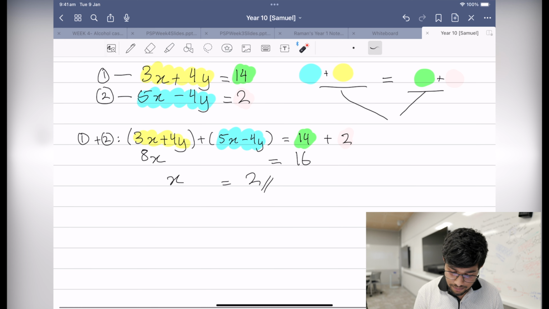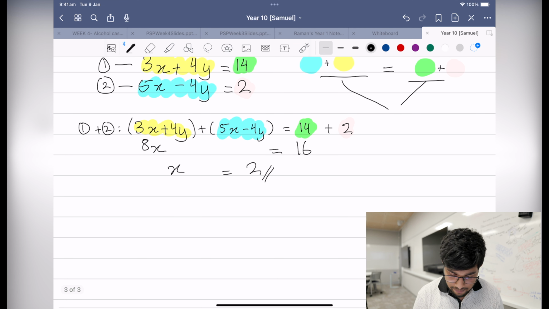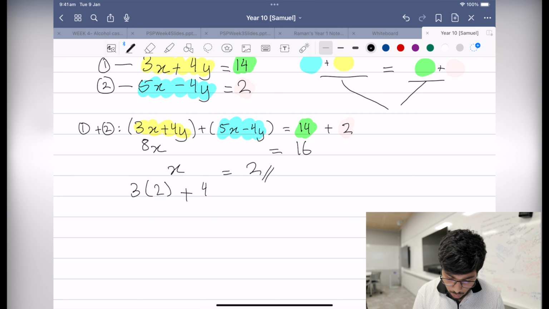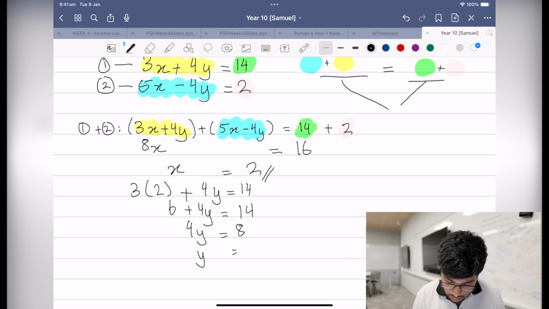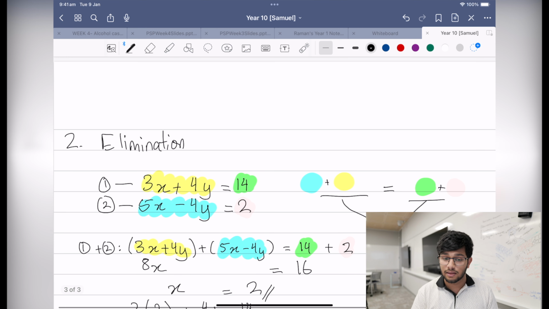And then from here, I'll substitute it back in. So then you can say, okay, then 3, 2, so substitution, this is like the first one, plus 4y is equal to 14. 6 plus 4y is equal to 14, 4y would be equal to 8, y would equal 2. And just like that, you've solved using elimination.